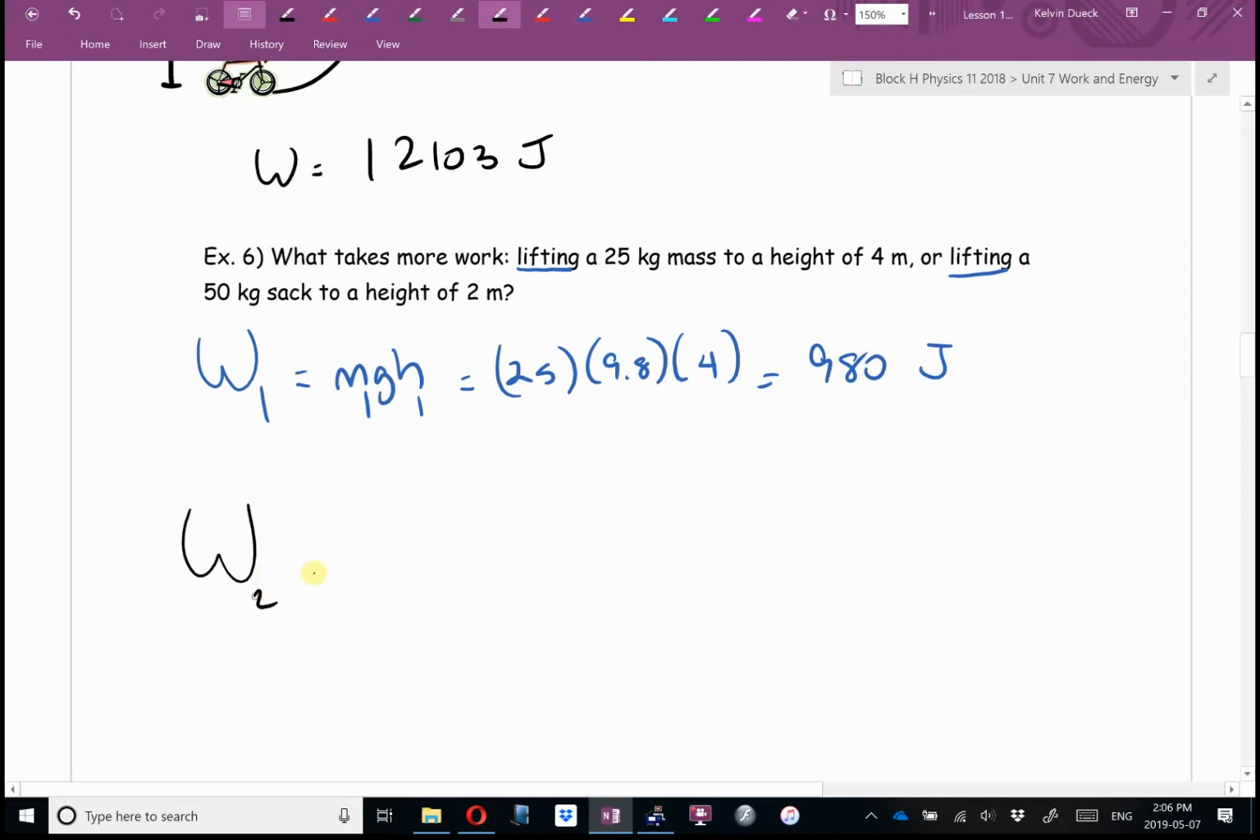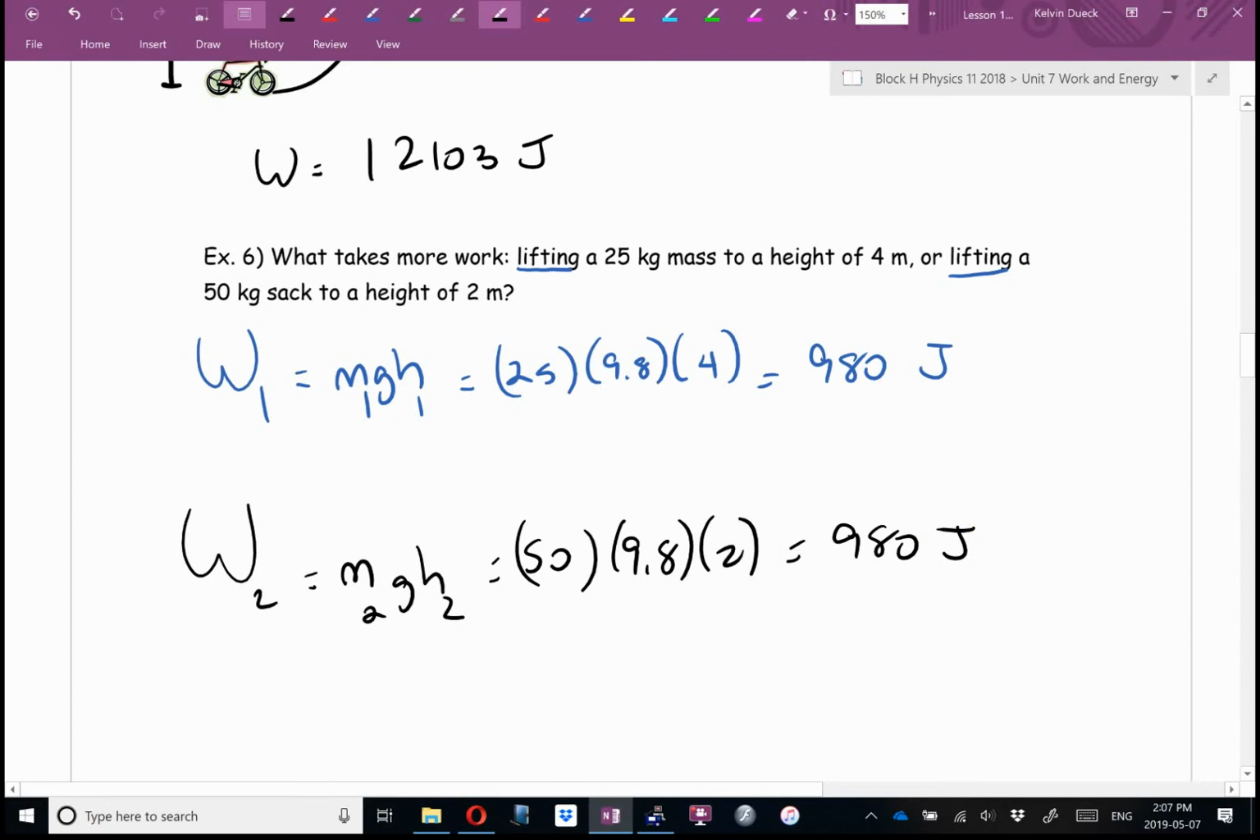If you crunch the second one, you get a 50 here, 9.8, and a 2 here. Again, you get 100 times 9.8. They are the same. It's a bit of a trick question.